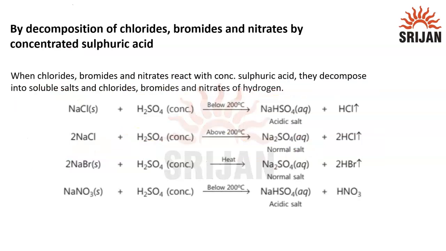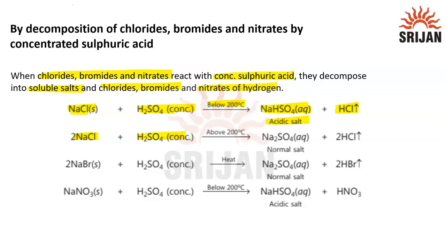Then by decomposition of chlorides, bromides, and nitrates by concentrated sulfuric acid. When chlorides, bromides, and nitrates react with concentrated sulfuric acid, they decompose into soluble salts and chlorides, bromides, and nitrates of hydrogen. For example, sodium chloride on reacting with concentrated sulfuric acid at a temperature below 200 degrees Celsius produces an acidic salt which is NaHSO4, which is aqueous or soluble in nature, as well as HCl as a byproduct.